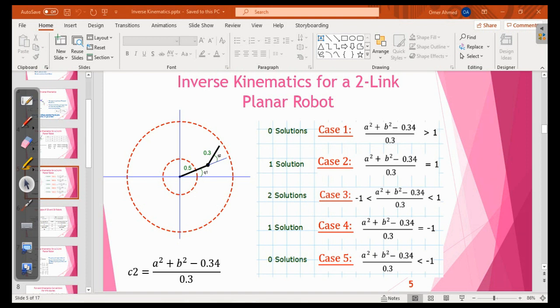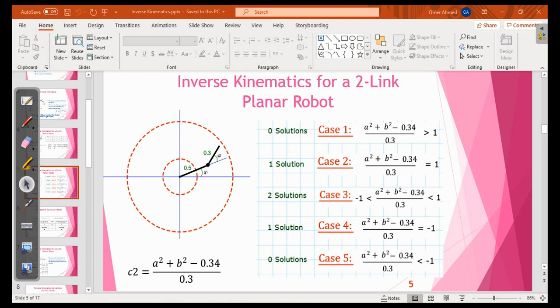Any desired point which lies either beyond this outer circle or inside this inner circle is out of the reach of the robot, and we have zero solutions to our inverse kinematics. This table on the right depicts all these different cases.